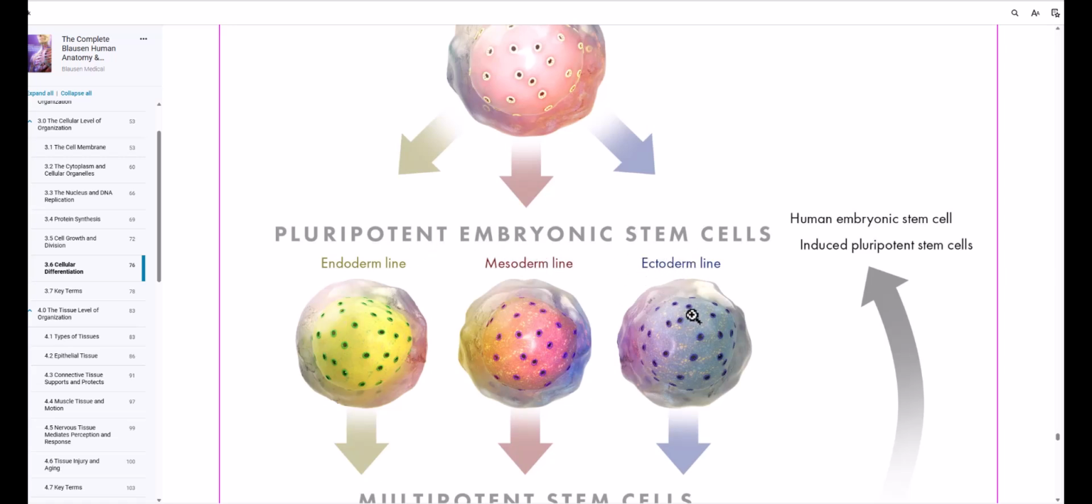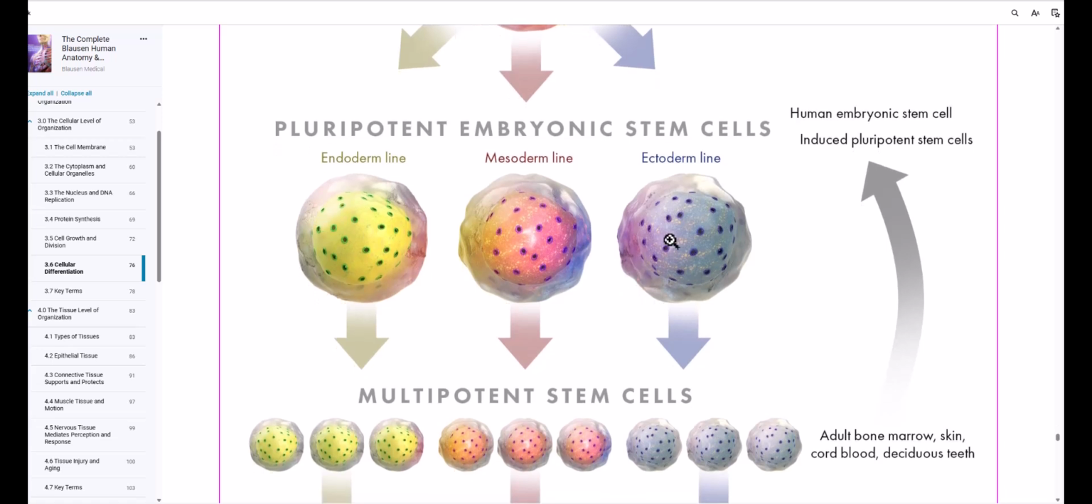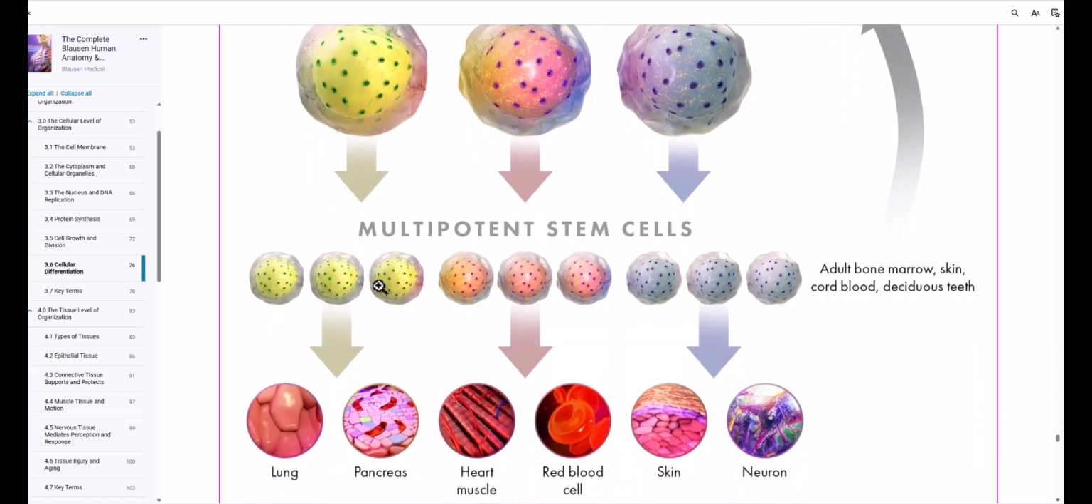And those layers are no longer totipotent, but they are now pluripotent. Remember, pluripotency means that the cells have begun to differentiate and they can still become a plurality, right? Many, many cells, but they can no longer become all of the cells at this point. They're beginning to specialize, and those layers then go on to form multipotent stem cells.